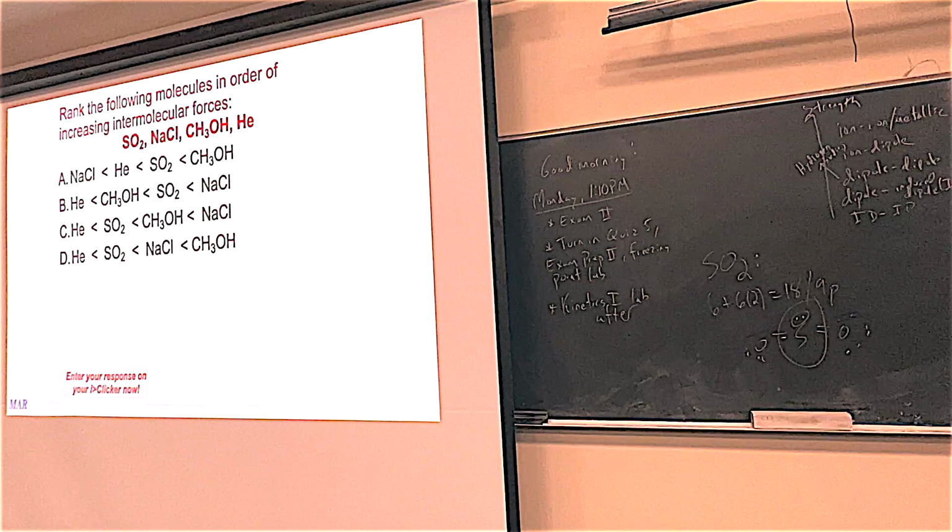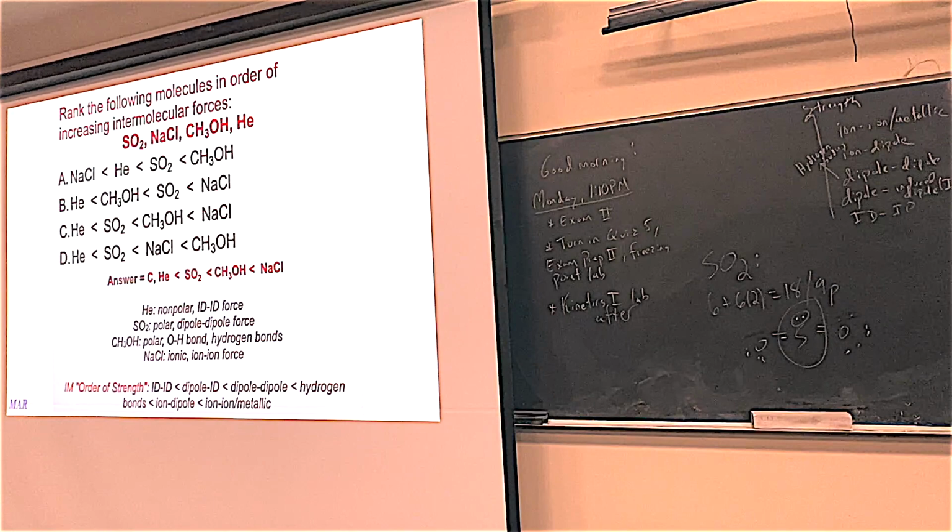So of those then, helium is going to be induced dipole, the weakest. Sulfur dioxide is polar, but it doesn't have that almost magical OH, NH, FH bond, so it'll be just dipole-dipole. But methanol certainly does have it. That'll be the stronger one. And then NaCl, ion-ion, will be the strongest of all.